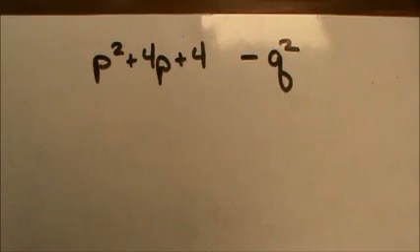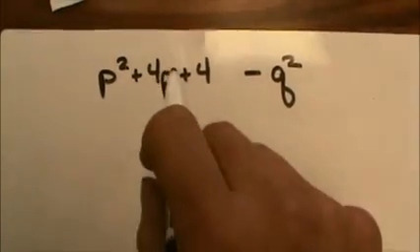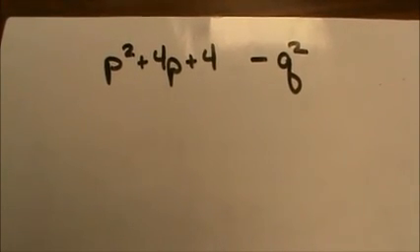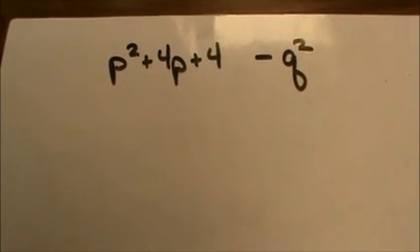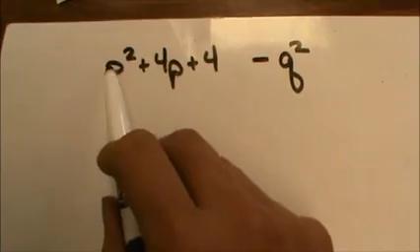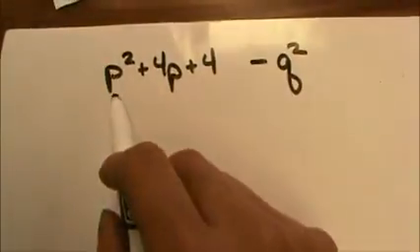Factor by looking for a perfect square trinomial. I have 4 terms here. We're going to cross our fingers and hope that 3 of those terms put together is a perfect square trinomial. And that is the case here. If you notice, here's a p squared, here's a p, here's a 4. These all seem related. And they are.